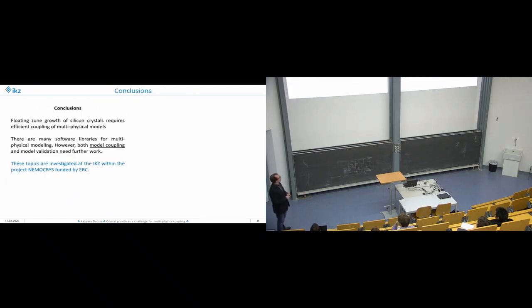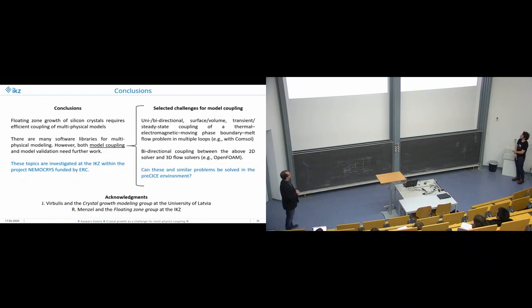Now, let me conclude this talk. As I told you, the crystal growth process is very challenging for multiphysics coupling, and although you have many software tools to calculate this, I would say coupling still has many challenges. And also validation still has many challenges. And for coupling, as I told you before, we have a unique bidirectional surface-volume transient steady-state coupling, and we have several physical topics which we need to couple in multiple loops. So that's a challenge which I see for this floating zone process. And of course, we would also need some coupling between 2 and 3. But that could be solved in the right environment.